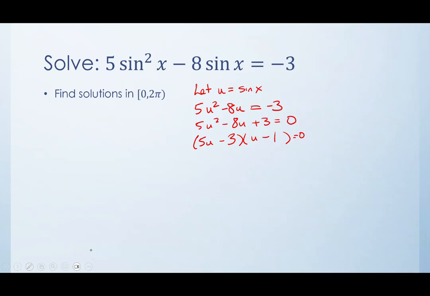So now we are going to take each one of those factors and set it equal to 0. And this is a good time to undo our substitution. So we would have 5 sine x minus 3 equals 0. Sine x, so bring the 3 to the other side, divide both sides by 5. And of course, we don't know that one exactly.